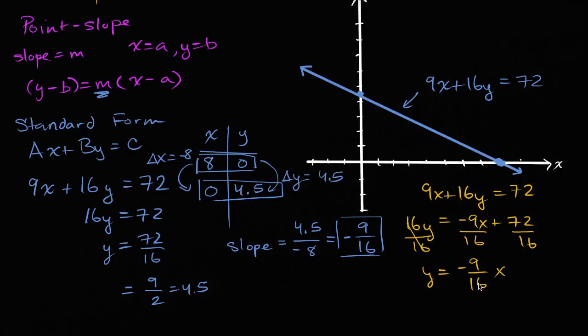-9/16 x. That's the slope. You see it right there. Plus 72 over 16, we already figured out that's 9/2 or 4.5. So I'll just write that as 4.5. And this form over here, it's much easier to figure out the slope. And actually the y-intercept jumps out at you, but the x-intercept isn't as obvious.